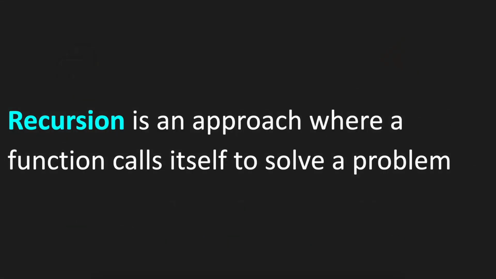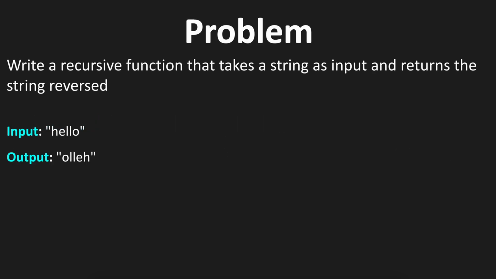So first, let's start with the definition. What is recursion? Recursion is an approach where a function calls itself to solve a problem. For example, let's take this example where we need to write a recursive function that takes a string as an input and returns the string reversed. Let's say we have input as hello and we are returning olleh.